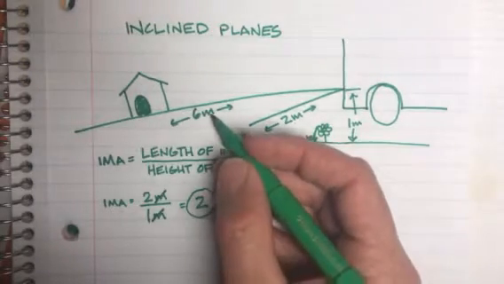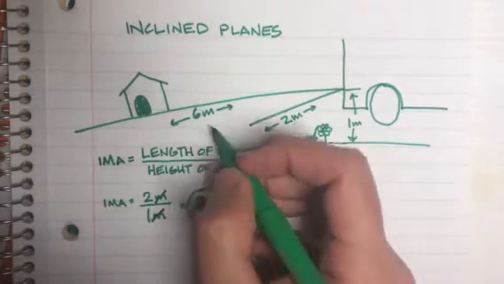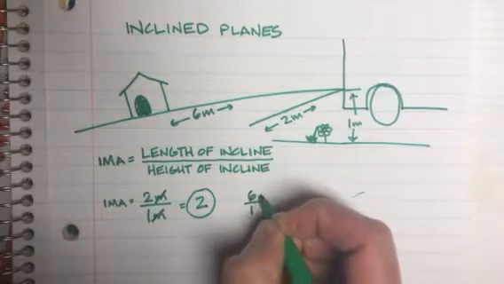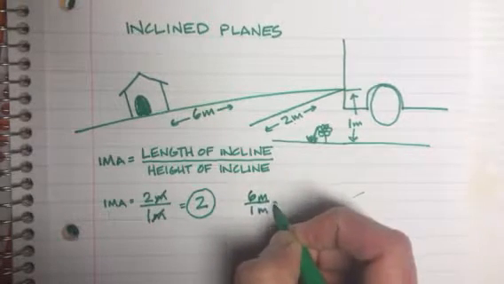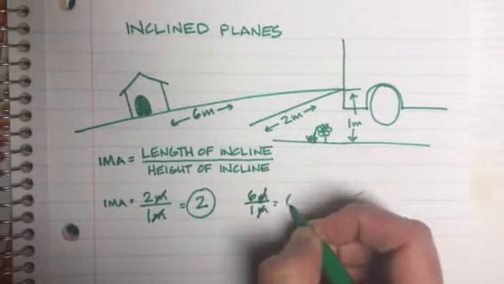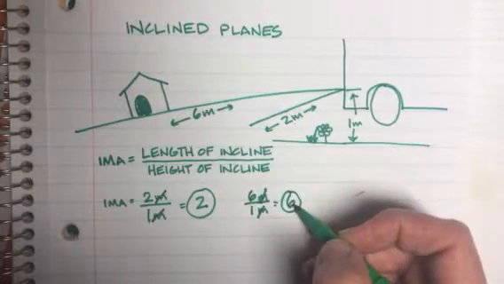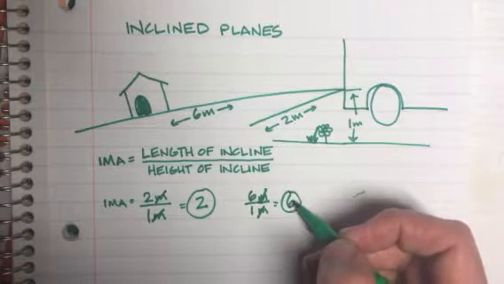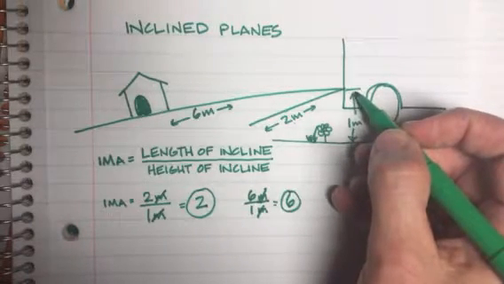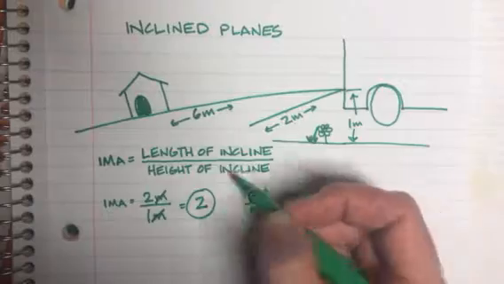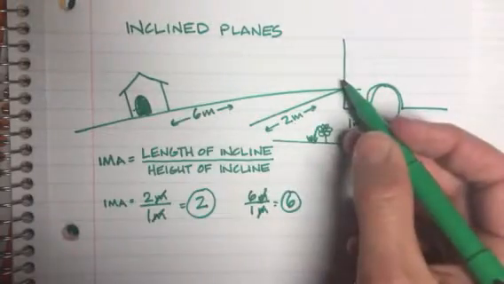Now let's talk about the 6-meter ramp. Same thing. We've got the length divided by the height. So 6 divided by 1 equals, we could cancel those two, 6. So the mechanical advantage of this ramp is 6, meaning that I'm going to have to move my doghouse 6 times farther than if I just lifted it up, but I'll be able to move 6 times the weight with the same amount of force if I just push that up the ramp.